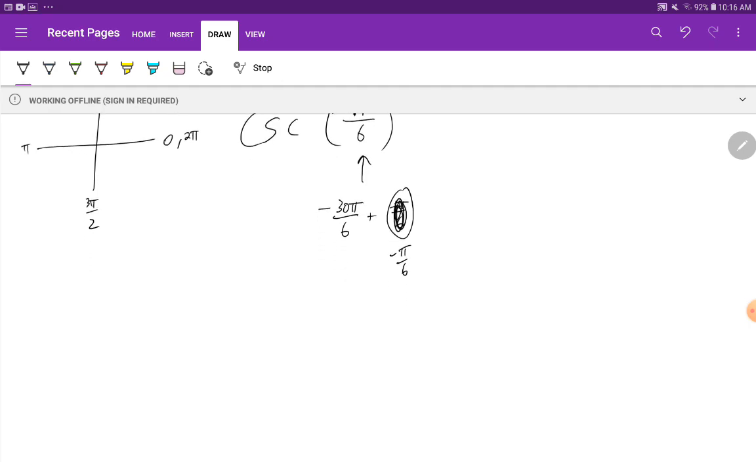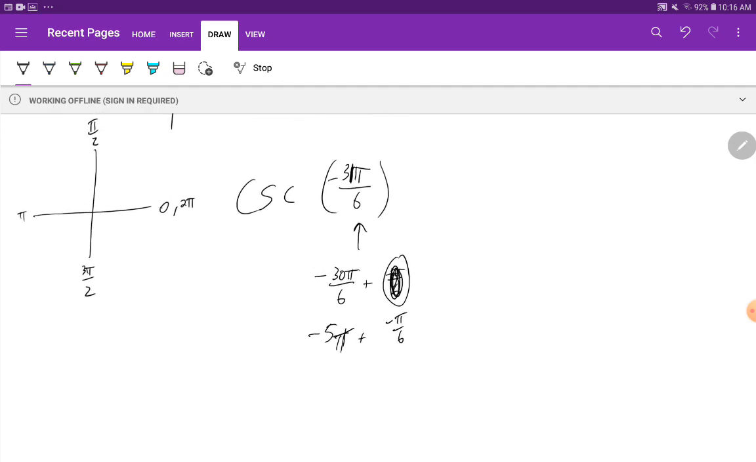Well, 30 divided by 6, I know that's 5. 6, 12, 18, yeah, 5. So this becomes negative 5 pi plus negative pi over 6. If pi is 180 degrees and I have negative 5 of them, negative once again means you're going clockwise. So that's 1 pi, 2 pi, 3 pi, 4 pi, 5 pi. Then negative pi over 6 tells me I go negative pi over 6 more, which is right there.